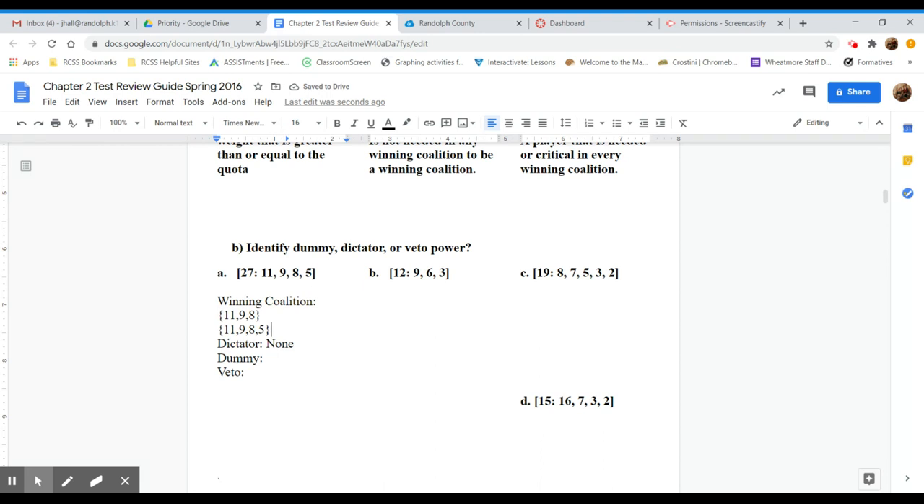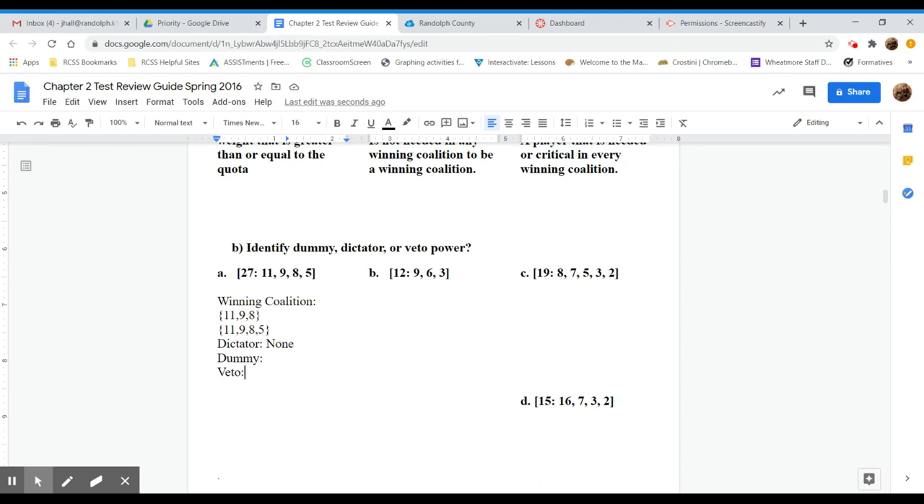Now, in this case, those are the only two winning coalitions I have, because if I drop 11 or 9 out of any coalition, there's no way that our weights are going to equal that. So the only one who would be a dummy, well, actually, there is no dummy because 5 is not in this winning coalition up here.